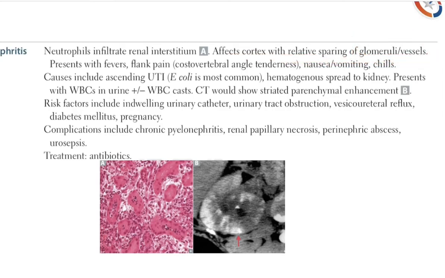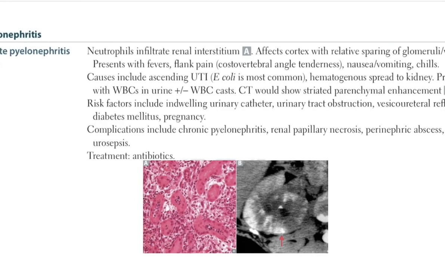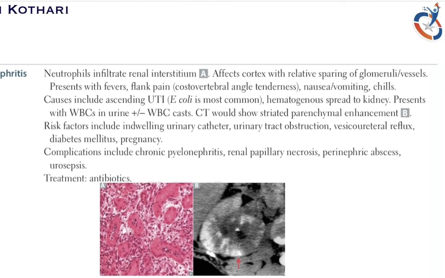Am I clear? Now, it presents with fever, flank pain, that is costovertebral angle tenderness, nausea, vomiting, and chills. It majorly occurs due to ascending urinary tract infection caused by E. coli. So E. coli is one of the most important causes of pyelonephritis, just like acute cystitis. Now, hematogenous spread to the kidney leads to excessive pain and fever. Am I clear?